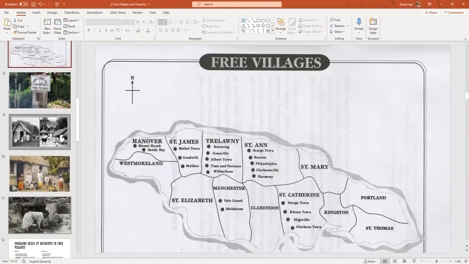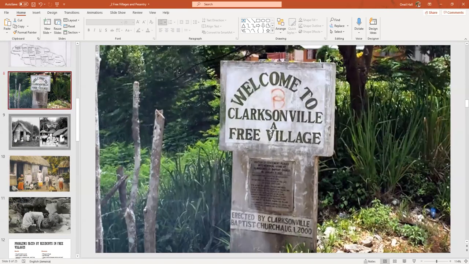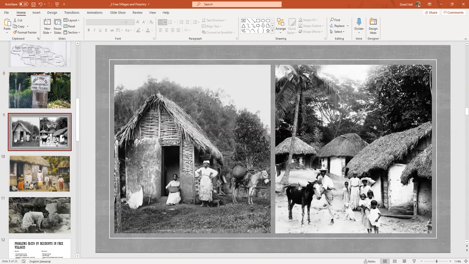Now, ladies, I'm going to show you some pictures from free villages in Jamaica. This is Clarksonville. This is the sign to enter the community. These are the houses. In fact, my grandmother was born in one of these. Same way it looks in the country from those days. This is how the houses used to look. This was the main form of transportation, donkey.